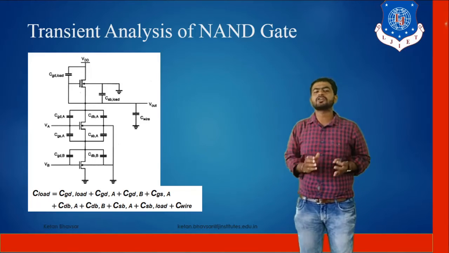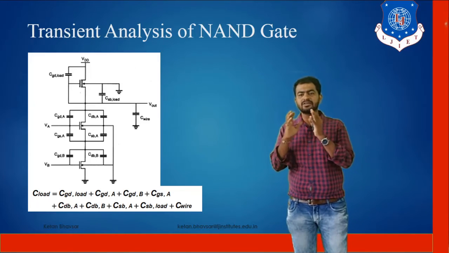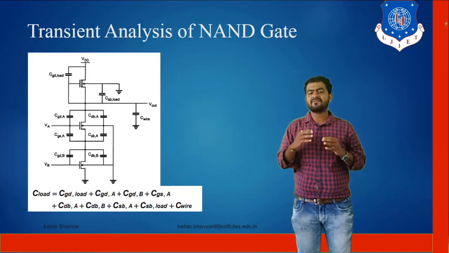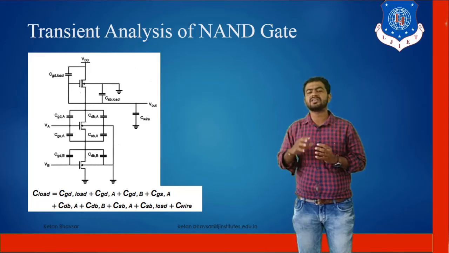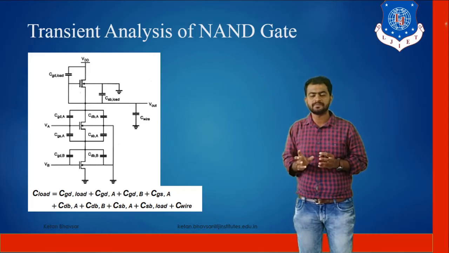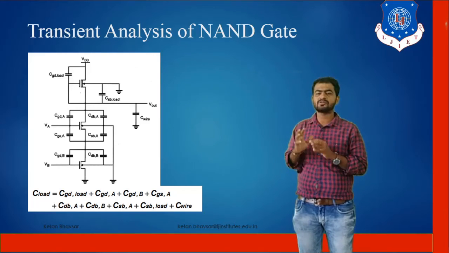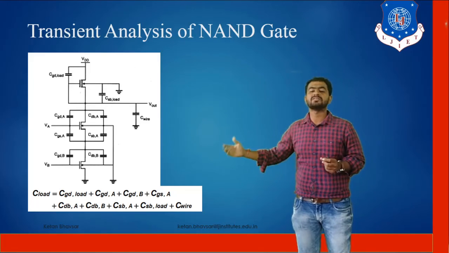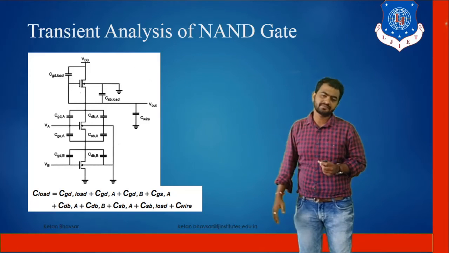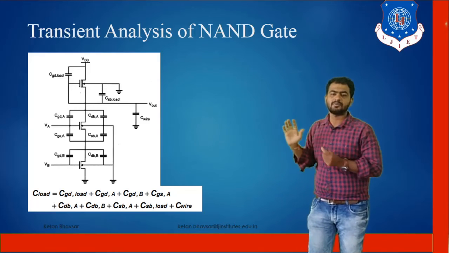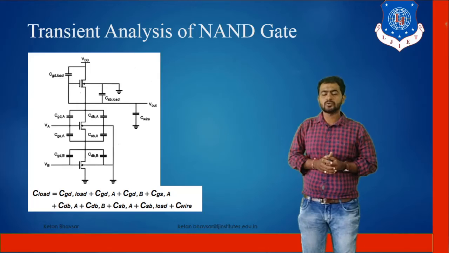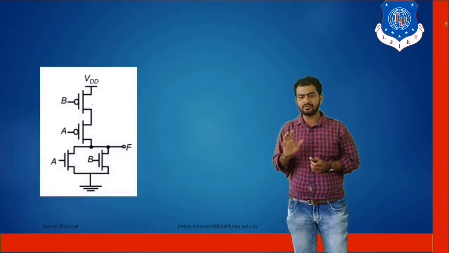Basically, when we talk about the transient analysis, we are talking about the different types of switching configuration, and for the switching configuration we focus on the different types of capacitance too. I hope you are getting the idea about the transient analysis, about which type of capacitance is produced when the switching is established. I hope you are getting the idea about the transient analysis of the NAND gate.